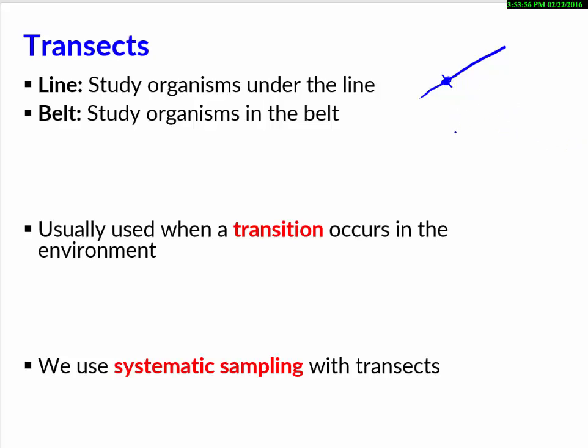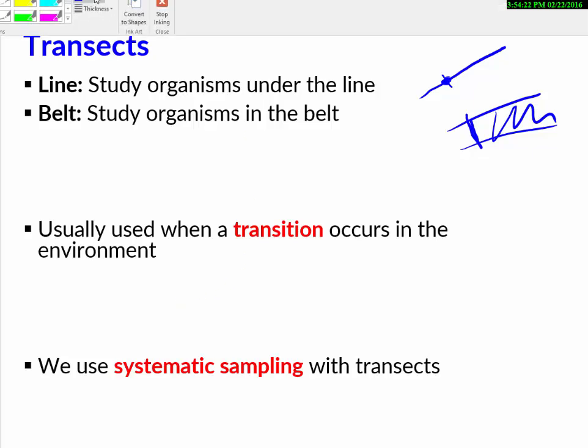We usually use systematic sampling, which we'll talk about soon, but another type of transect is a belt transect. So instead of one line, we would have 2 parallel lines along the ground, and we would pick a point on the line, and we would look at all the species in the belt between these 2 lines, because this is the belt here. The belt's just the area between the 2 lines. Now we usually use a transect when a transition occurs in the environment, rather than for studying abundance. So we use it for maybe distribution.